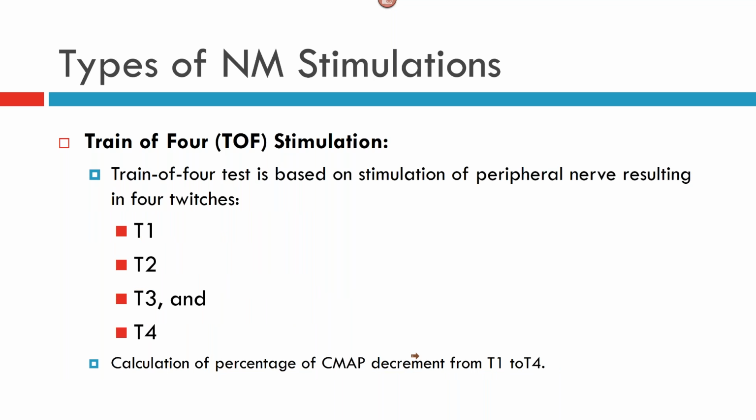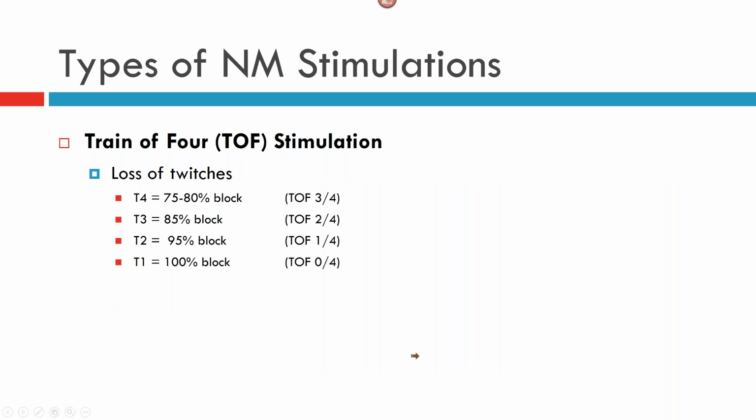The train of four test is based on stimulation of a peripheral nerve resulting in 4 twitches. The first twitch is known as T1, second is T2, third is T3, and fourth is T4. And we calculate the percentage by which the CMAP is decreased from T1 to T4. T0 is also a baseline twitch, but T0 is only used when we are doing a single twitch stimulation.